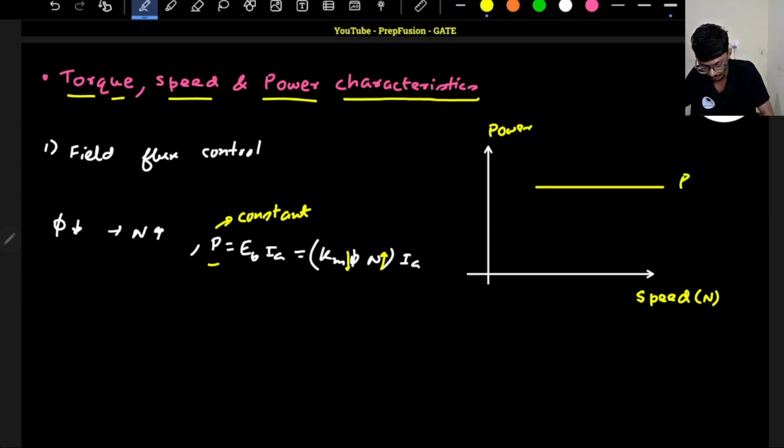Remember, this is the rated speed, because I can only go above the base value, I cannot go below the base value. So let's assume this as N rated. The speed can only go above the rated speed, I cannot go below the rated speed.